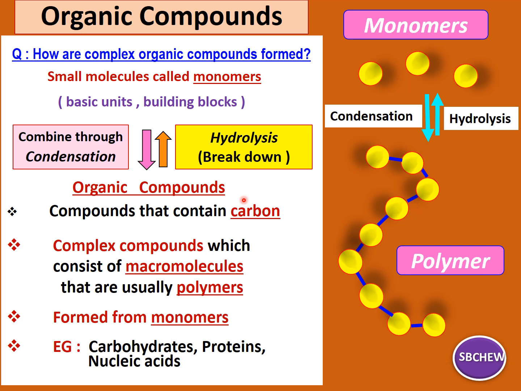So organic compounds are compounds that contain carbon, and they are complex compounds which consist of macromolecules, macro means large, very large molecules, that are usually polymers. Not all complex organic compounds are polymers. Some of them are. So they are formed from monomers. An example of these polymers are carbohydrates, proteins, and nucleic acids.